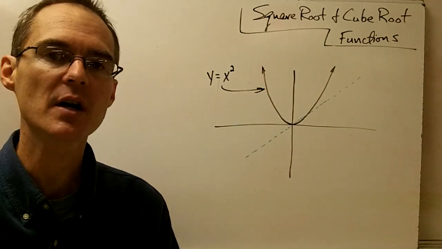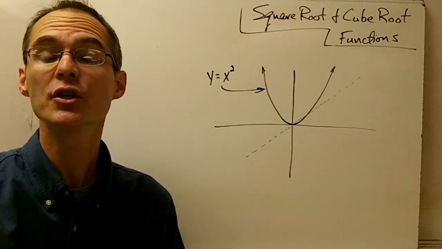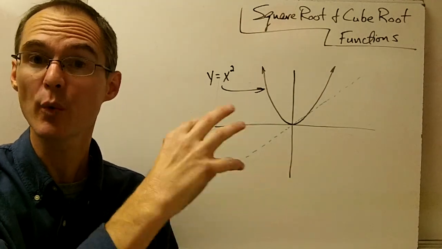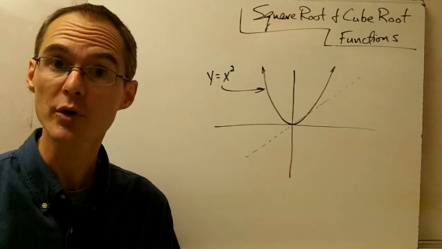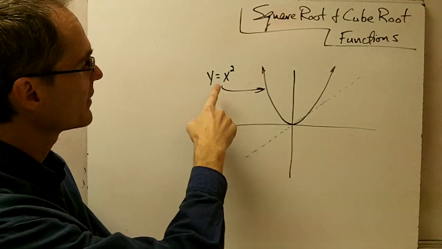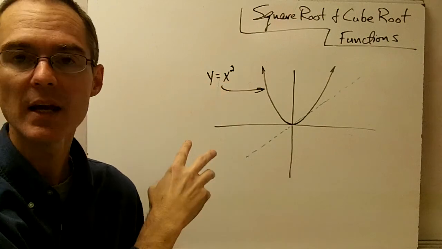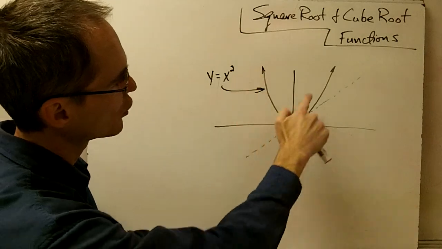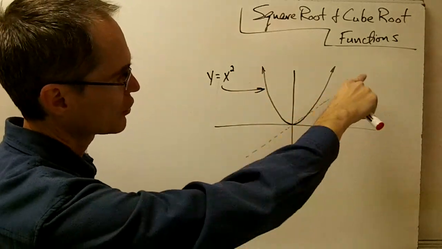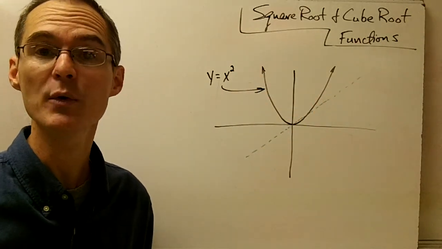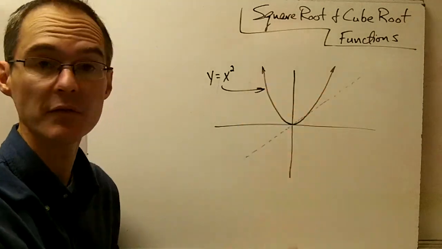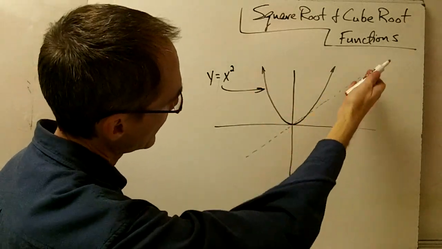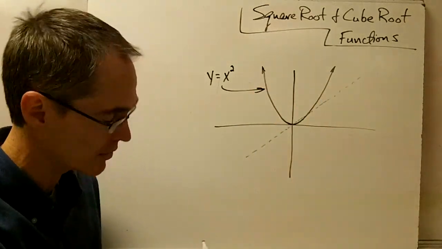And we've also already talked about how, in order to undo squaring something, we would have to take the square root of it. Well, it turns out that the inverse of the y equals x squared function is the square root function. We're going to see that by taking this graph and reflecting it across the line y equals x, because we know that's how we take the inverse of the graph of a function. So let's take this graph and reflect it across this line here.